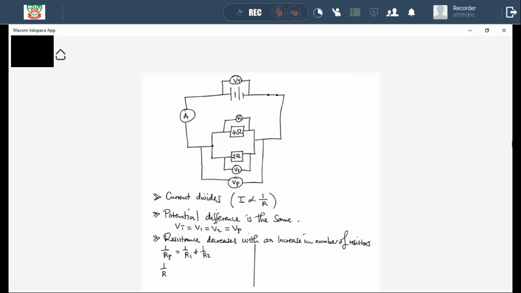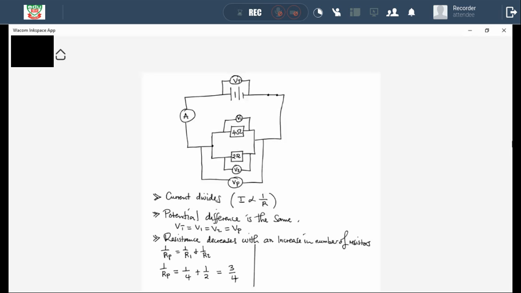So 1 over Rp, making the proper substitution there, is going to be 1 over my R1, which is 4, plus 1 over my R2, which is 2. Right, so I need a calculator there, friends. You can't do science without a calculator. Then it's 1 over 4 plus 1 over 2, which equals 3 over 4.